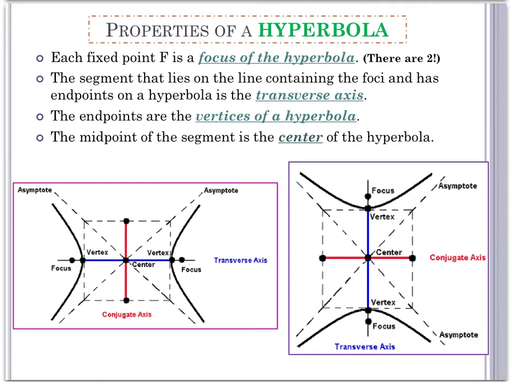The symmetry of a hyperbola all rests around the center of the hyperbola. Now on the axis that contains the center, we also have the focus and the vertices. So we have two foci and two vertices. Now this axis is called the transverse axis. The other axis is called the conjugate axis. As you can see from the diagram, a hyperbola has two asymptotes as well.